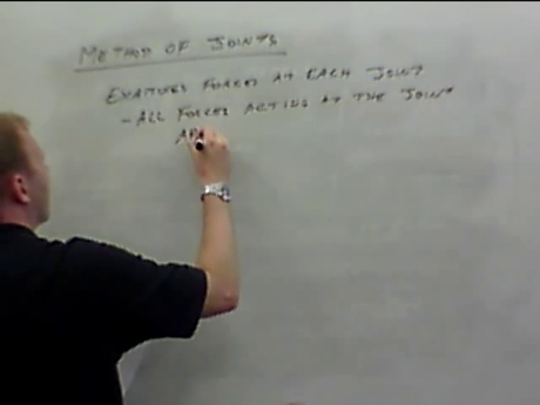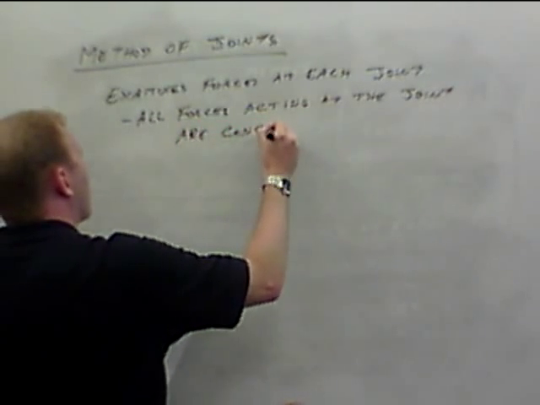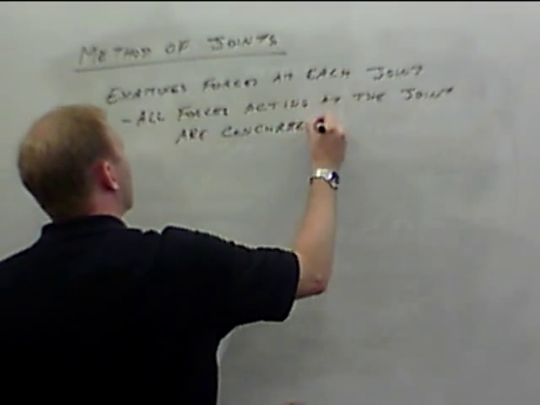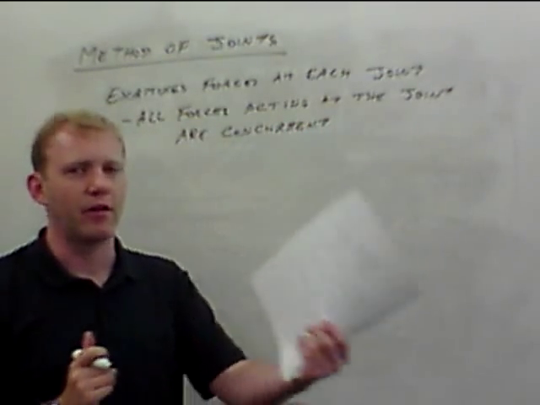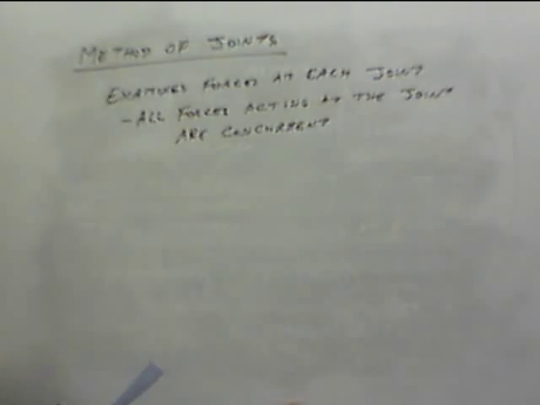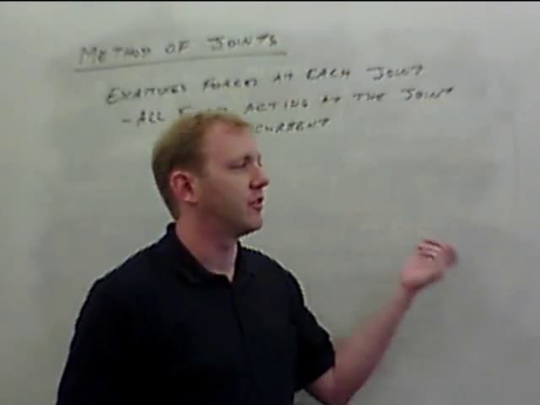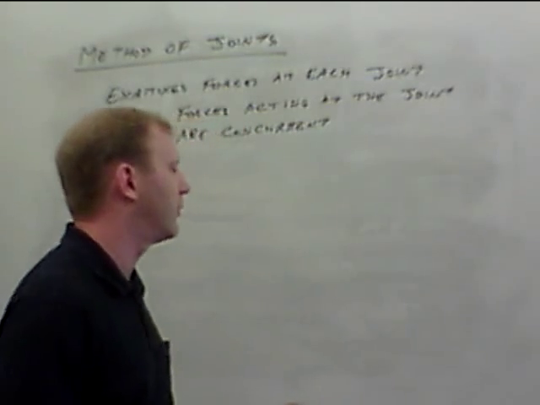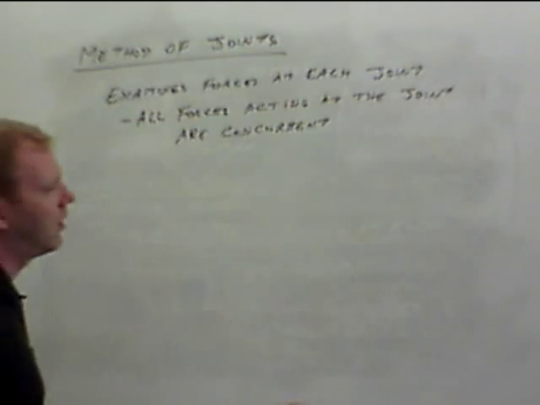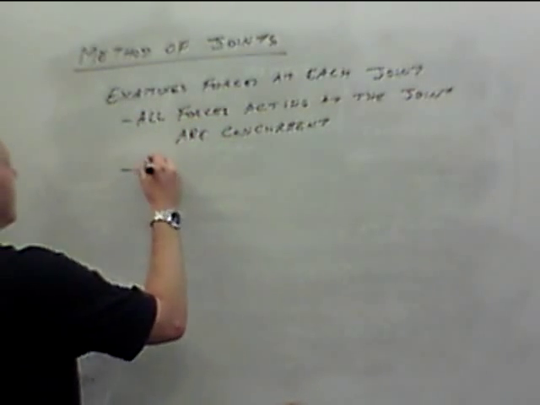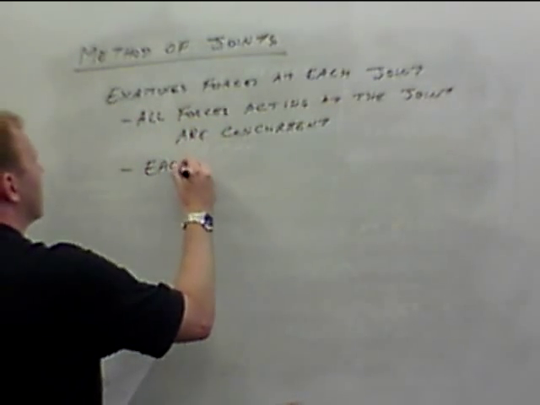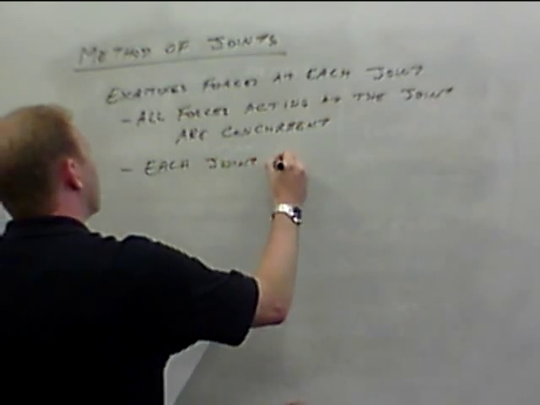are concurrent. That means they all come either straight into, or straight out of the joint. Again, we're treating the joint as a single point, so it's almost as if we're treating it as an equilibrium of a particle problem, where all the forces are either into or out of that point, and each joint must be in equilibrium.